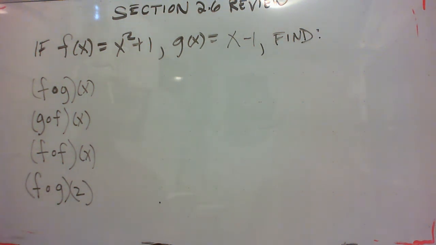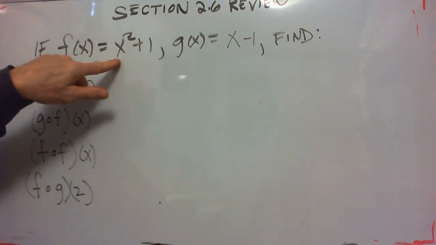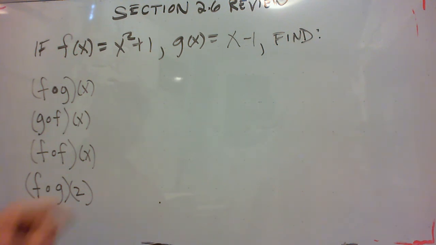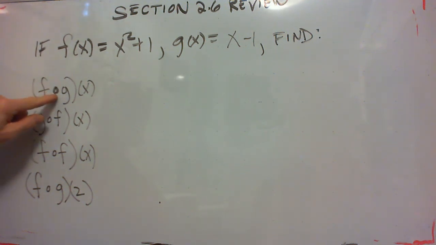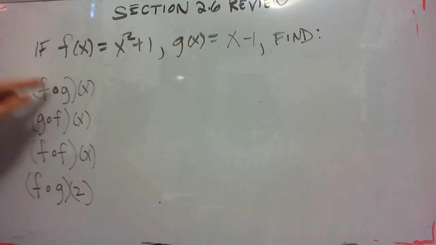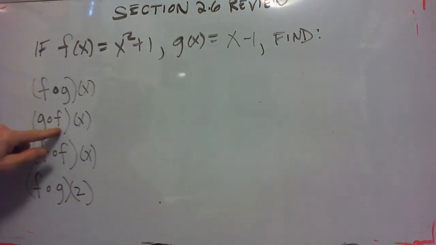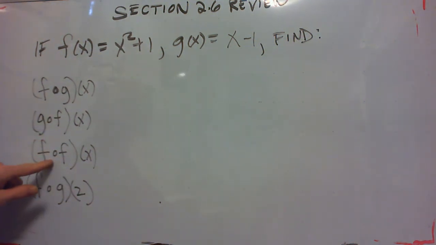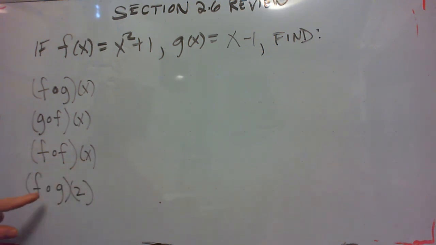Okay, in this problem, we're letting f of x be x squared plus 1 and g of x be the function x minus 1. So we're going to find these four things. F in composition with g of x, that little open dot means in composition with. G in composition with f of x. F in composition with f of x. F in composition with g of 2.